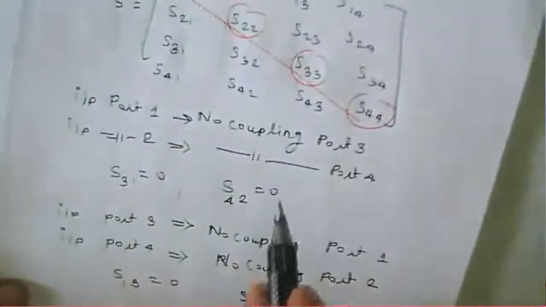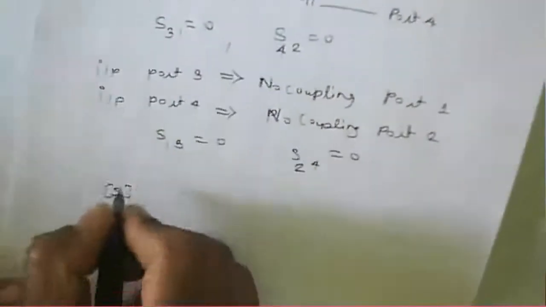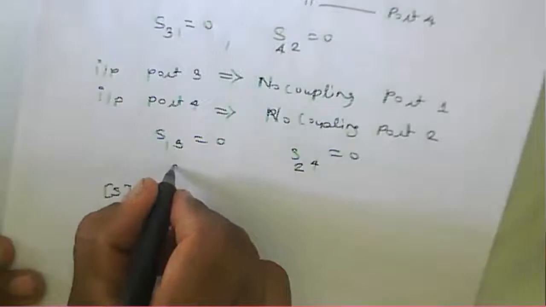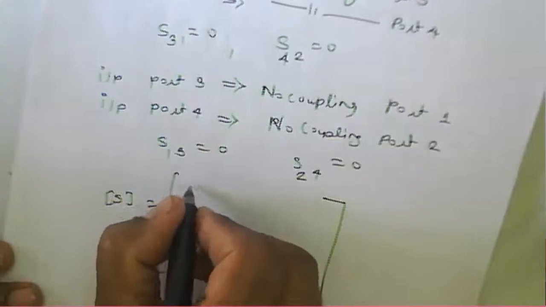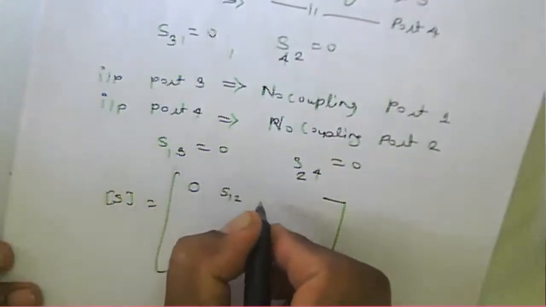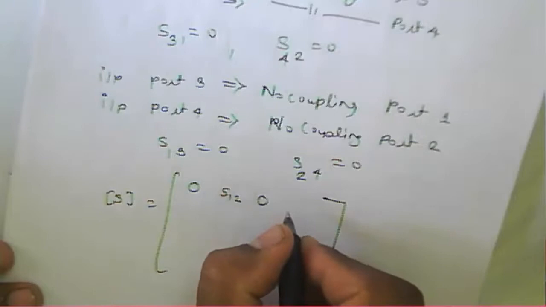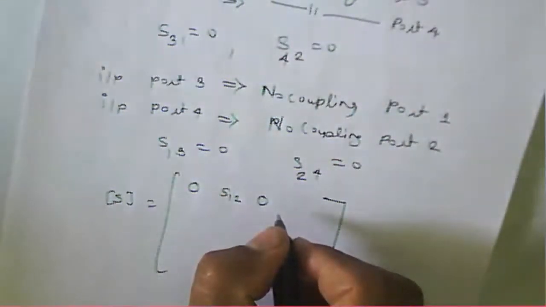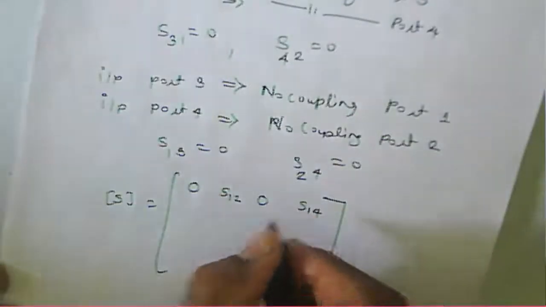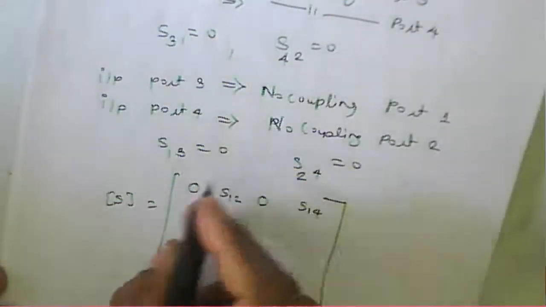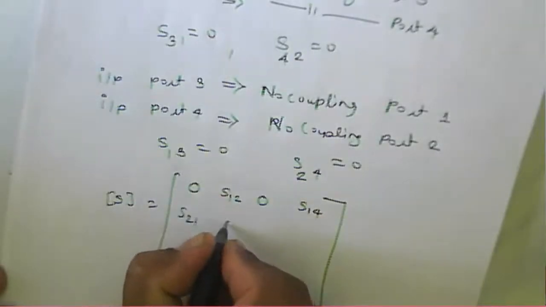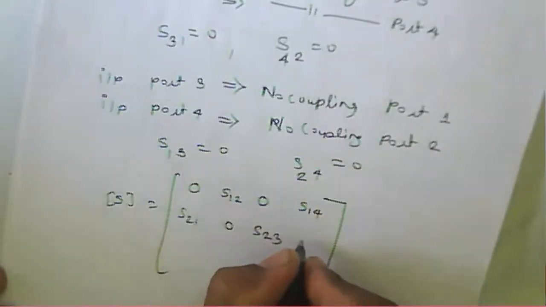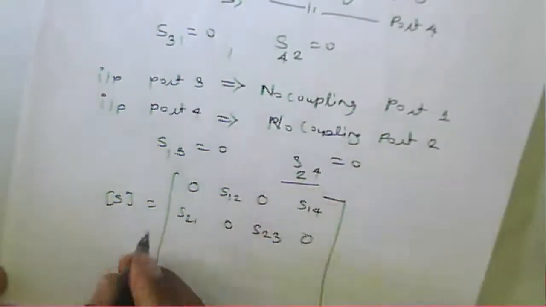So if you write all these equations, all these values, what happens? The S matrix becomes what? Whatever diagonal components we have, they become 0. S12 will be there, but S13 is 0. What about S14 here? We can consider that S14 as it is. Then S21 is there. S21 is as it is. This is a diagonal component. S23. S24 is 0.